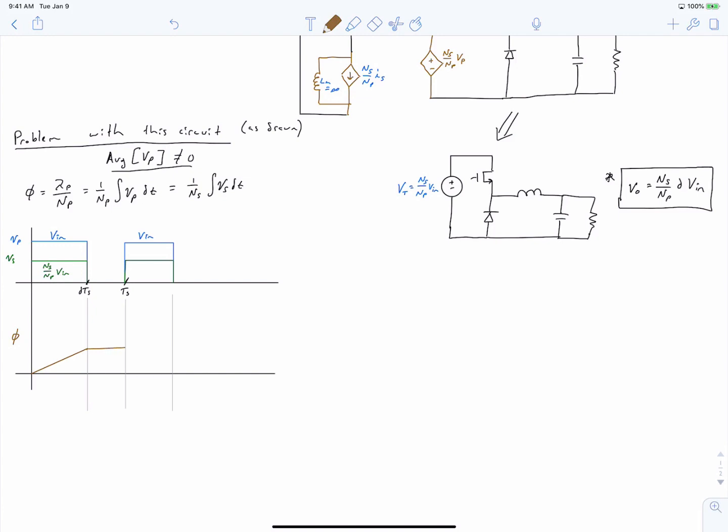And then when the MOSFET is turned back on, the flux will start ramping up again, and then it will stay constant, then ramp up again, and stay constant. And so this keeps on going until you saturate the core. You'll reach saturation eventually, and then you're in trouble. Your circuit will no longer work because the core is saturated and you're not able to change the flux linkage of the coils any further.